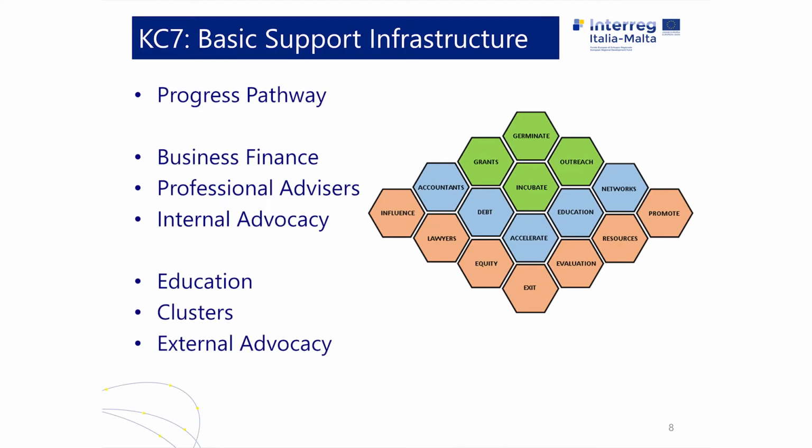Key Concept 7. There are other components to think of within this overall infrastructure. We've just looked at the progress pathway, but then there's business finance, professional advisors, and internal advocacy. Then there's education, clusters, which could be regional or national, or even sectoral, and external advocacy. These are the things that you need to be looking for, to be aware of, and to build into your own network around any enterprise that you establish.